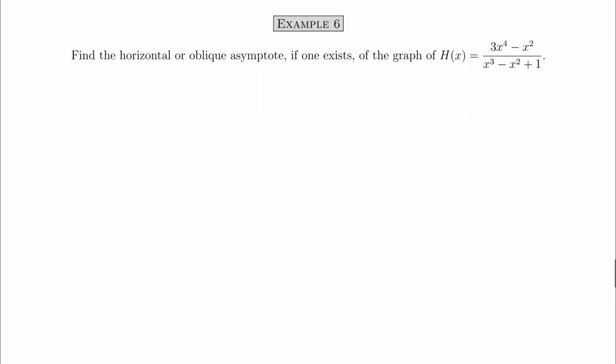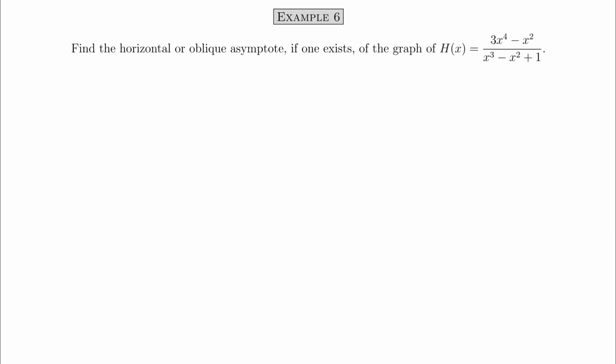For example 6, same thing. We're going to find what the horizontal asymptote is of the given expression. The degree of the numerator is 4. The degree of the denominator is 3.